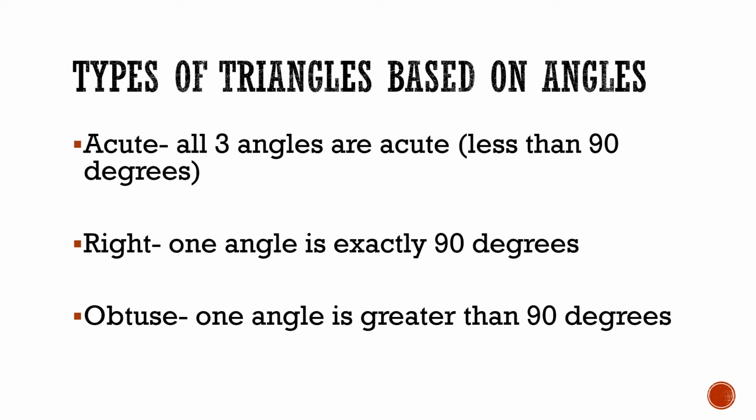So notice with acute, all three angles are acute, but with obtuse, we can't have three obtuse angles because an obtuse angle has to be greater than 90. So there's no way that we could have three of those and still have a triangle whose angles add up to 180 degrees, which is why we only have one obtuse angle in an obtuse triangle.